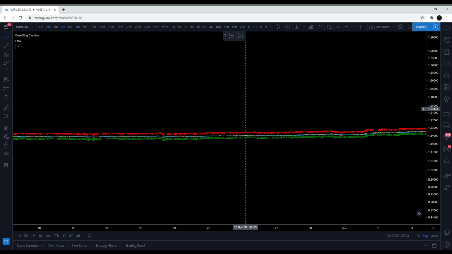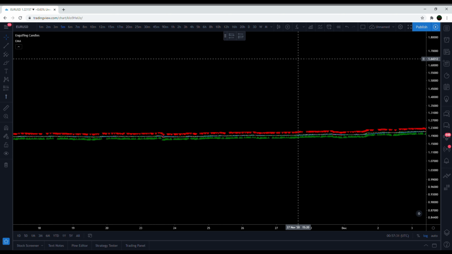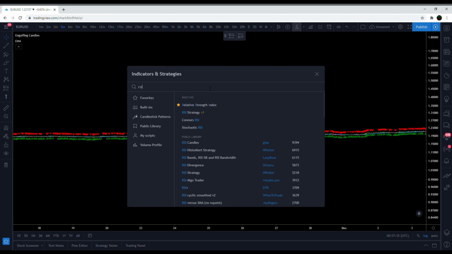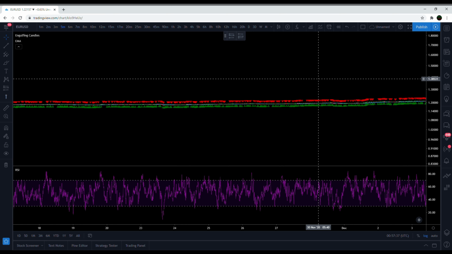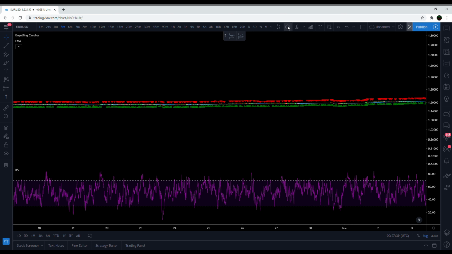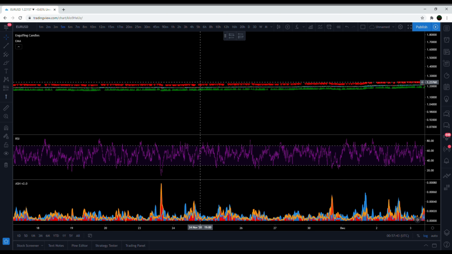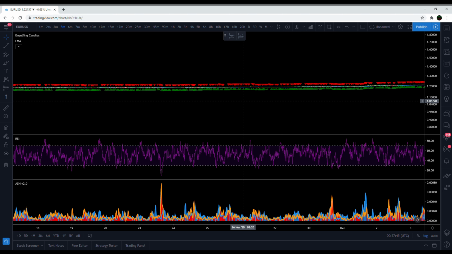Let's get on the bar replay feature and talk about the 5-minute time frame and using hidden divergence plus multiple other factors to get amazing trade entries. Right now I'm just going to pop up the RSI because I want to use it for the hidden divergence finding, and then let's pop up the absolute strength histogram as well for some entry signals, along with the engulfing candles as well.